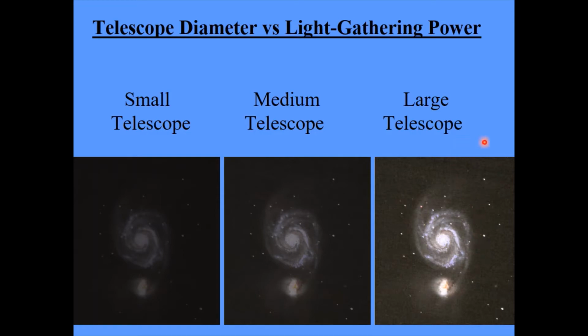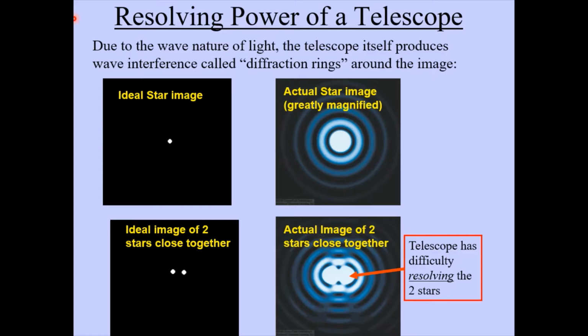The second power of a telescope is called the resolving power of a telescope. This has to do with how much resolution or detail we can see in a telescope. It has to do with the fact that due to the wave nature of light, the telescope itself produces wave interference, which are called diffraction rings around the image.